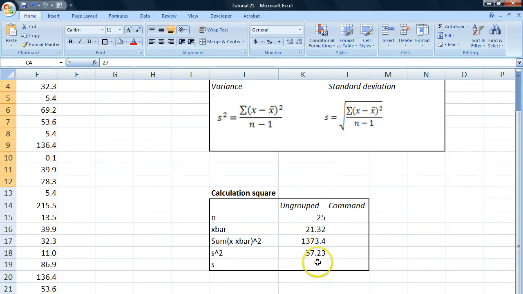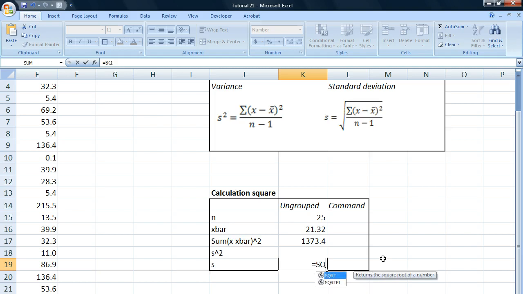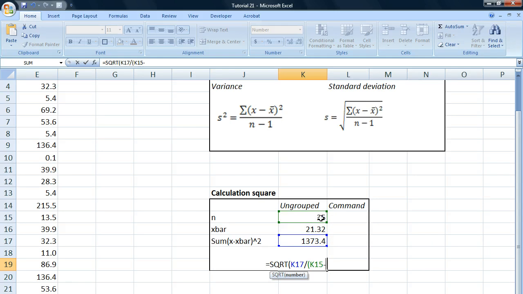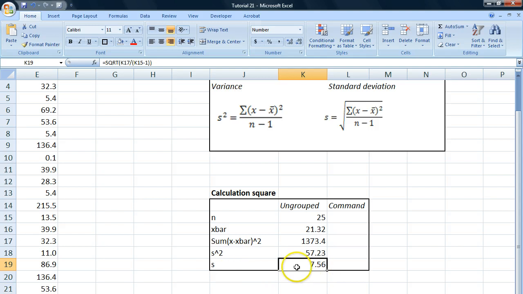So what we're going to do is calculate this all over again, but this time we're going to use a function called square root. It's spelled like that, SQRT, and that tells Excel we want to find the square root of whatever we put into the brackets here. So we're going to put our variance into the brackets, which is the sum of the square distances divided by n minus 1. So I close my brackets, and this is what the formula looks like. I hit enter, and I get a standard deviation of 7.56.